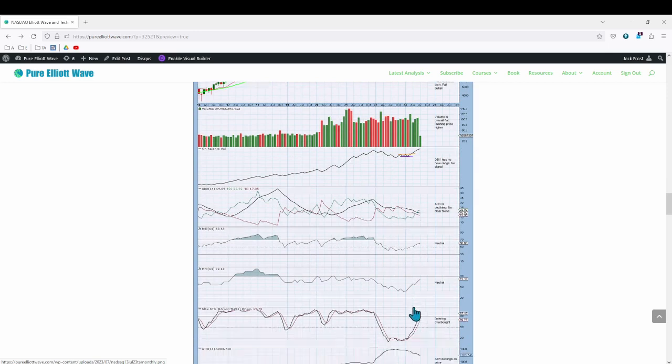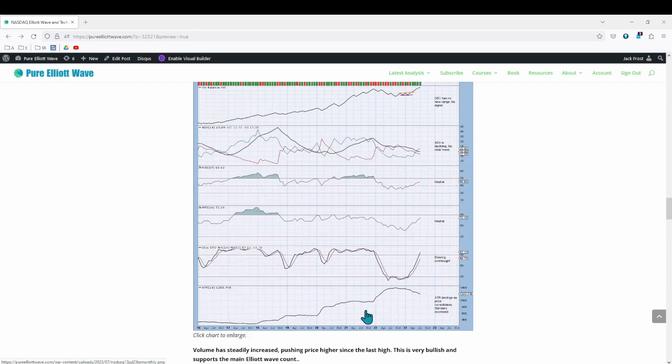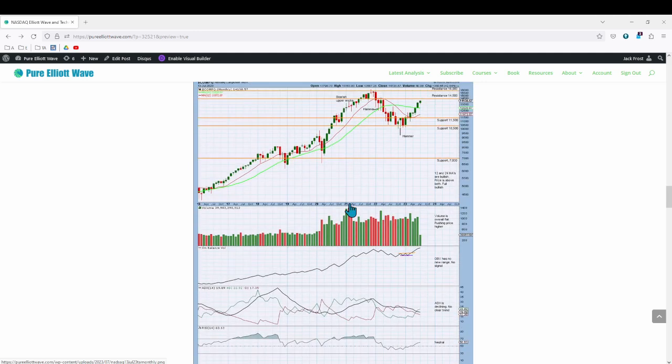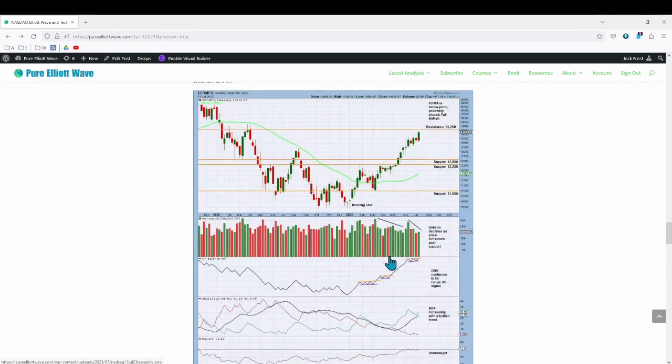Though with price making new highs up here, volume has increased a lot, and on balance volume has also found new highs. This supports the main Elliott wave count. This current week is incomplete, though it shows an increase in volume over the last week, which pushes price higher.